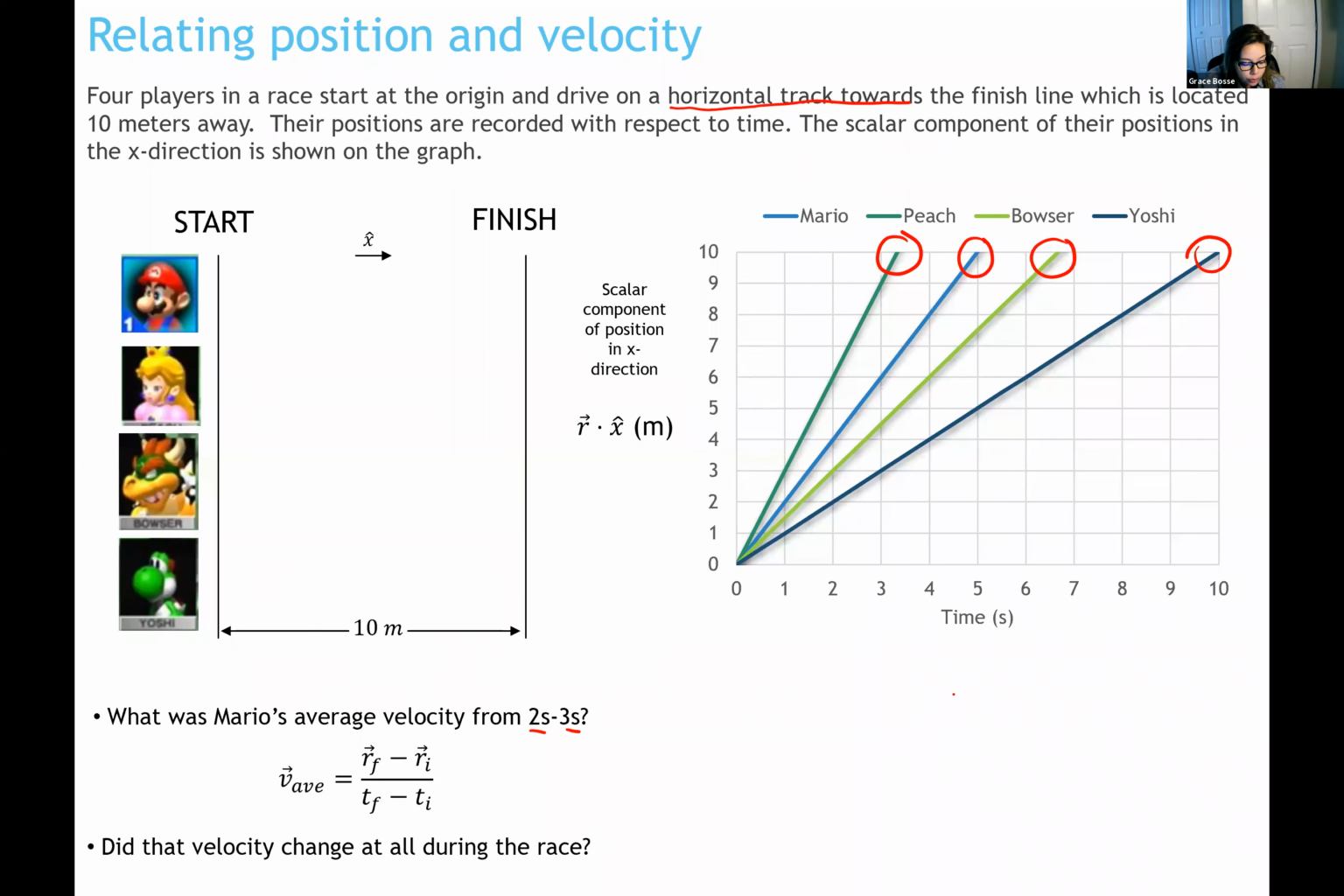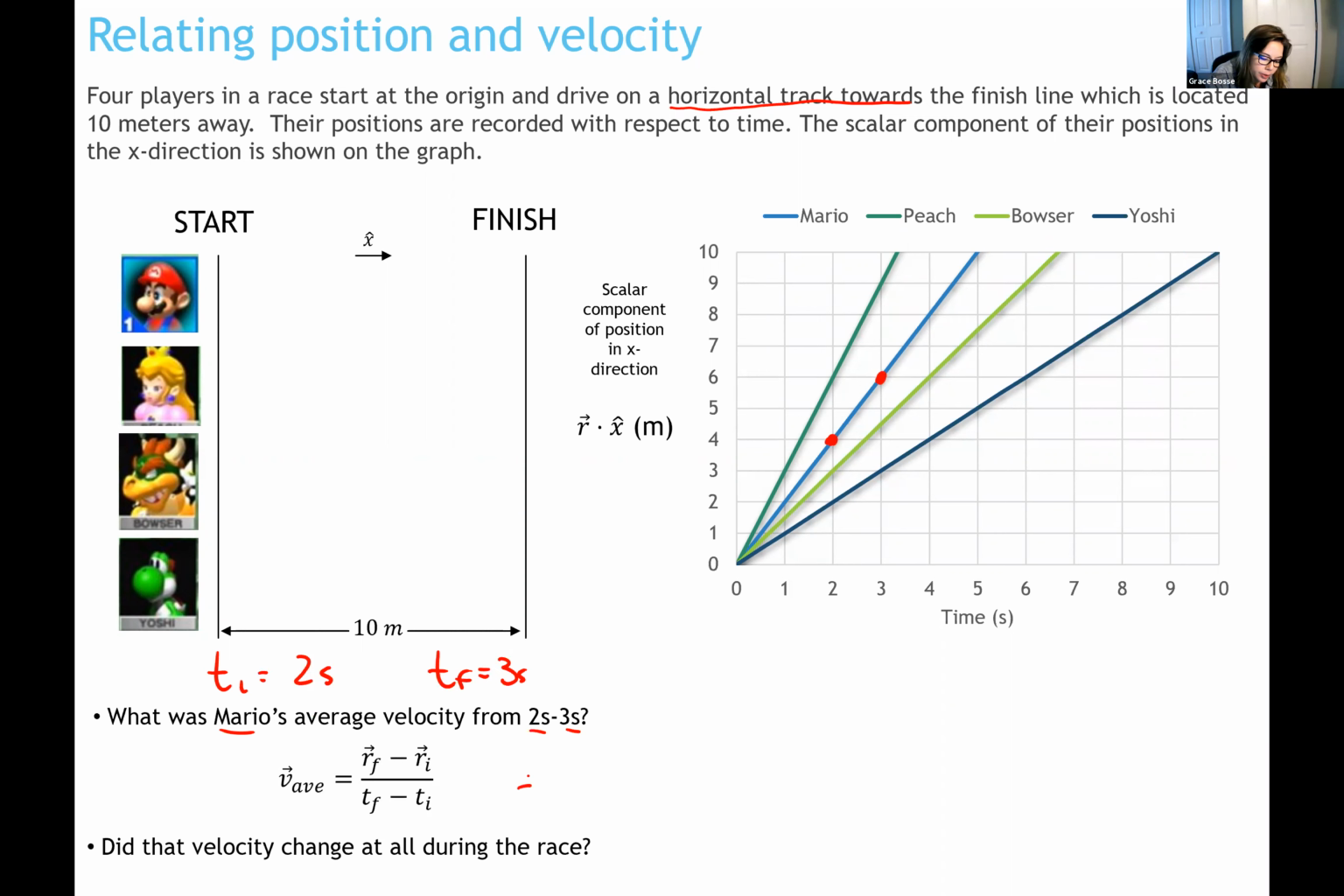In order to use this equation, I need to identify his position vector initial and his position vector final. So initial time is going to be 2 seconds and final time is 3 seconds. I'm just going to label these on the graph. I'm going to identify Mario because I was being asked about Mario. So I'm going to look at the blue line from 2 seconds to 3 seconds.